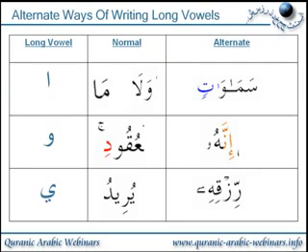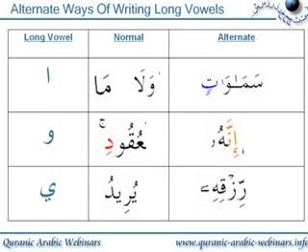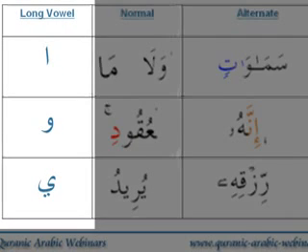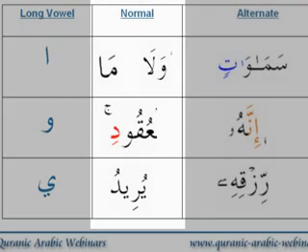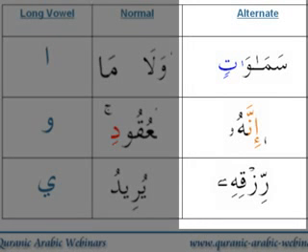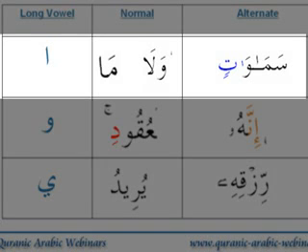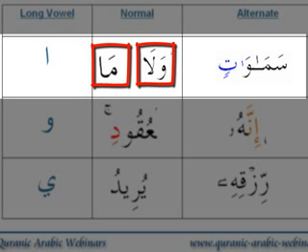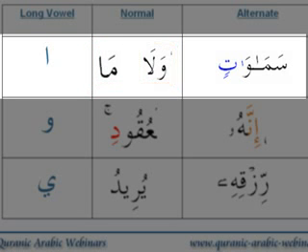Alternate ways of writing long vowels. So in the scripts you can see the long vowels written in different ways. So on the left we have the long vowels alif, waw and ya. Then we have a column which shows how they're normally written, i.e. in the sense we've just seen them written, and then we've got an alternate way of writing them. So we'll start with the alif. So in the normal column we have ma, and we also have wala. So the lam fathah-alif is the normal way you'd expect it written, and the mim fathah-alif is the normal way you would expect it written.